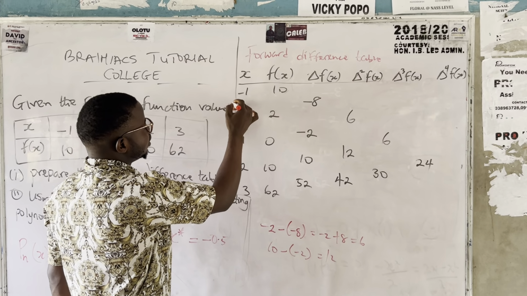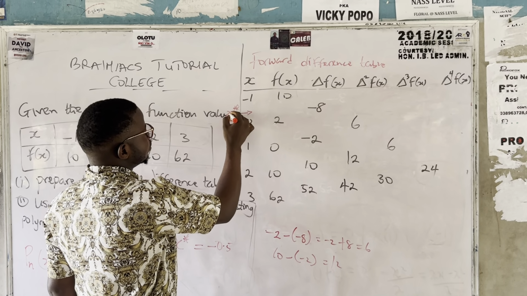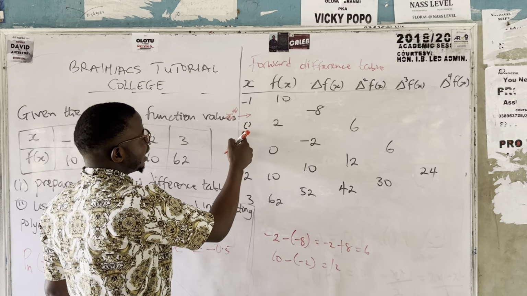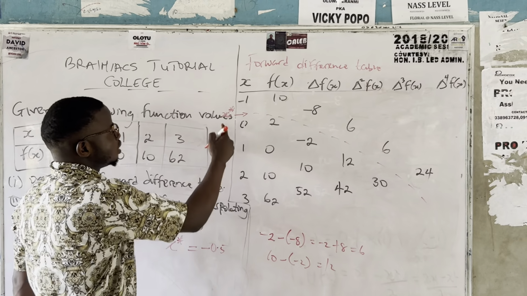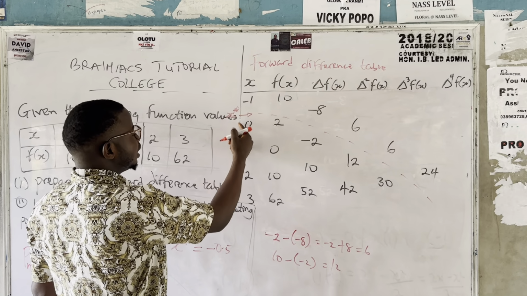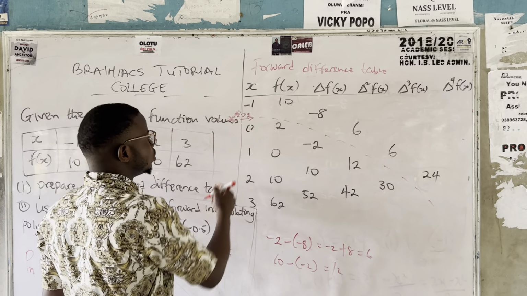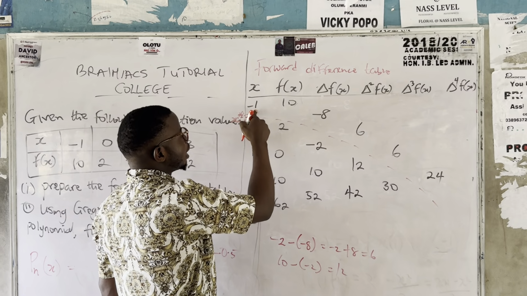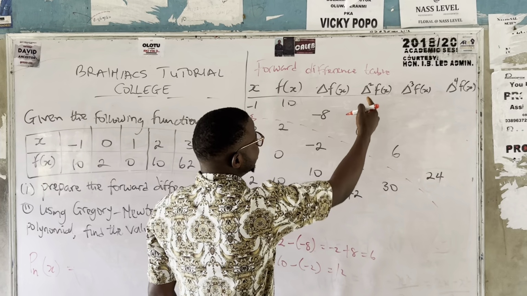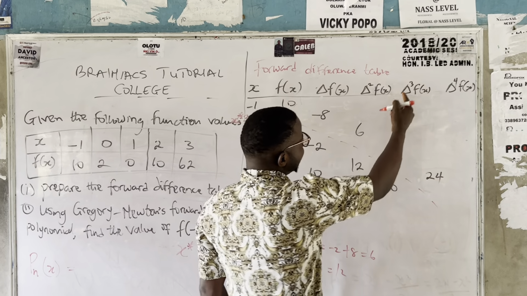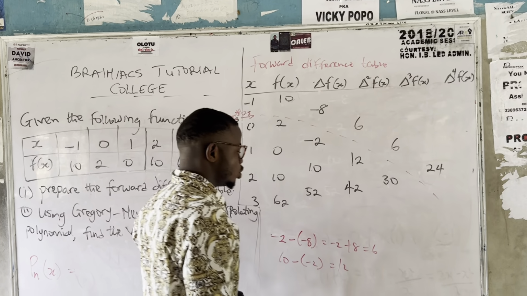But since it is negative 0.5, we need to get it between negative 1 and 0. So here we need to have S asterisk, which is between minus 1 and 0. So this one is S asterisk. So we can locate minus 0.5 between this and this. So now our S naught will be minus 1, F naught will be 10, then delta F naught will be minus 8. Delta raised power 2, F naught will be 6. Delta raised power 3, F naught will be 6. Then delta raised power 4, F naught, that will be 24.